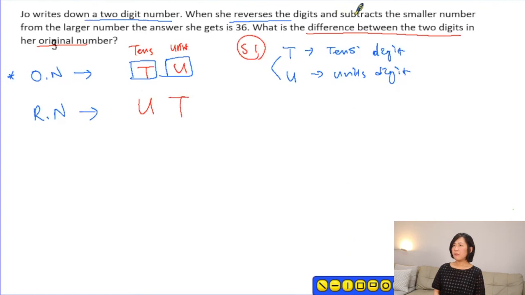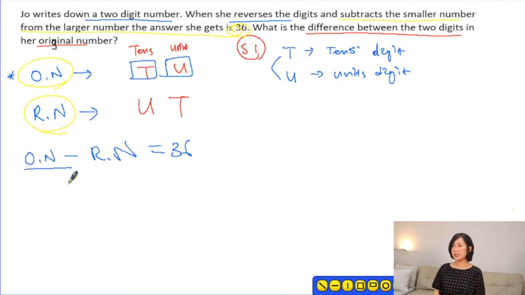Then now focus on, we need to subtract the smaller number from the larger number. Since we don't know which one is smaller or bigger, original number or reverse number, we don't know. But let's have a go. Let's try to say the original number is the bigger one. Then what equation we can come up with is original number take away the reverse number is 36. This is our equation.